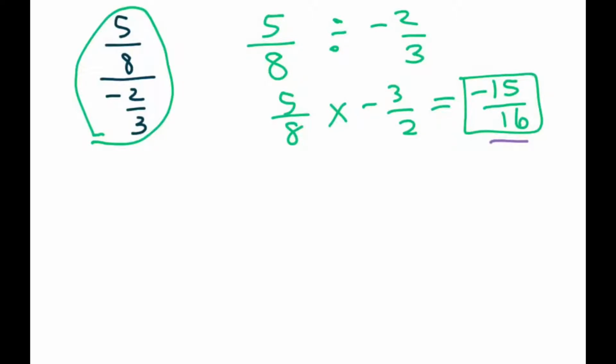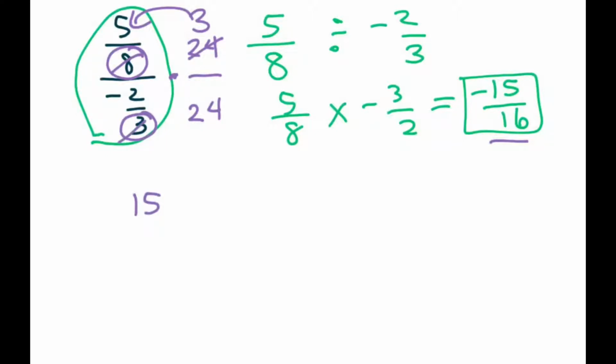And so there's a method we can use to multiply this by the common denominator, or the least common denominator, of 8 and 3, which would be 24. If you multiply the numerator and the denominator by 24, what happens is this: 8 goes into 24 3 times, and then 3 times 5 is 15. 3 goes into 24 8 times, so 8 times -2 is -16.